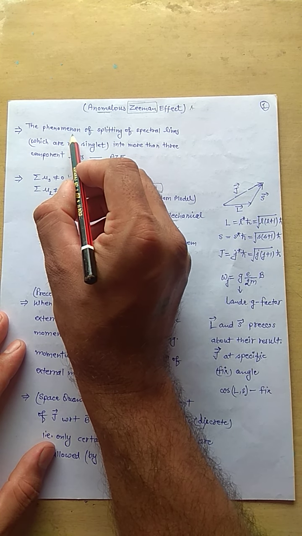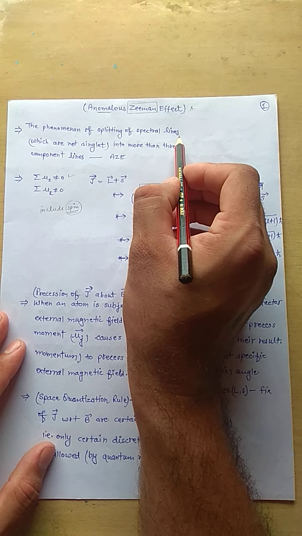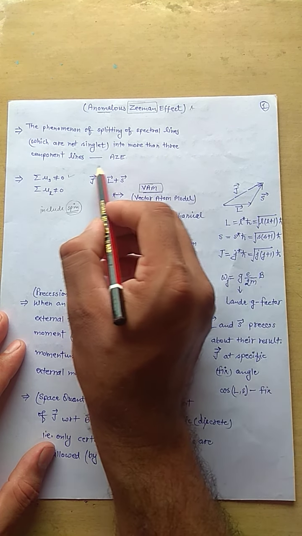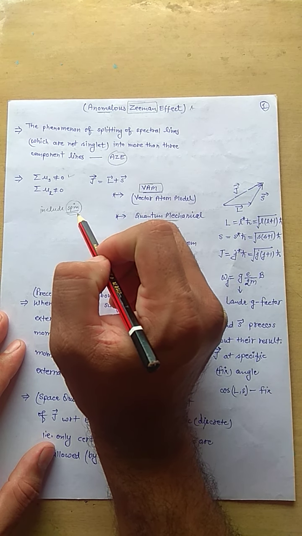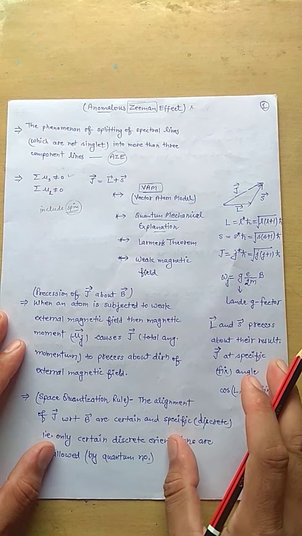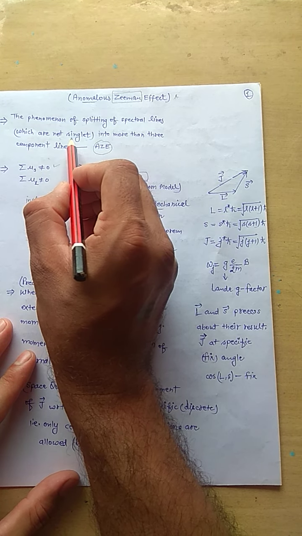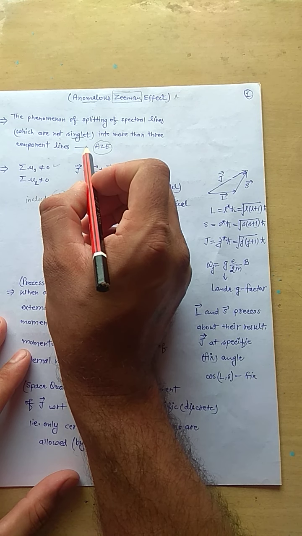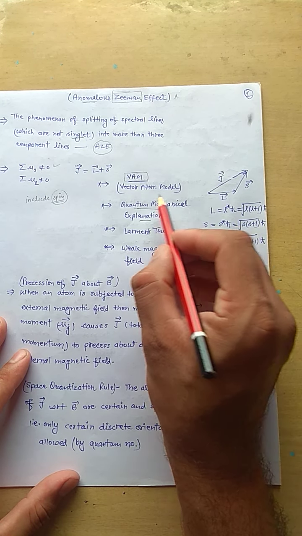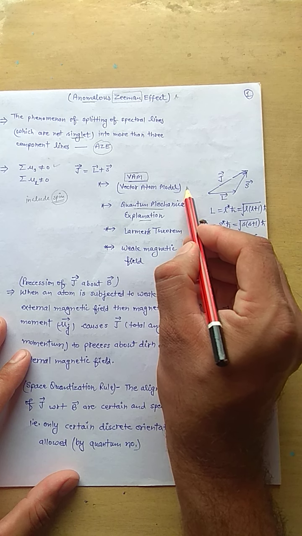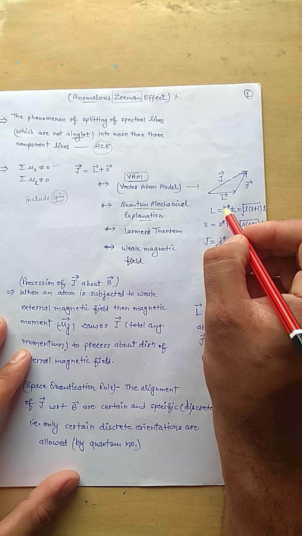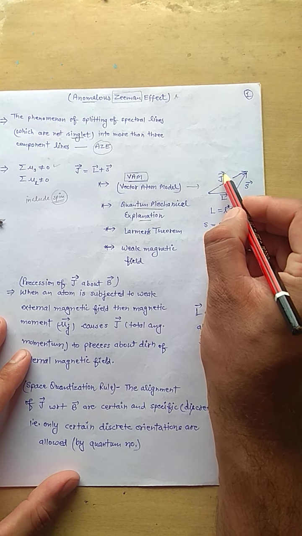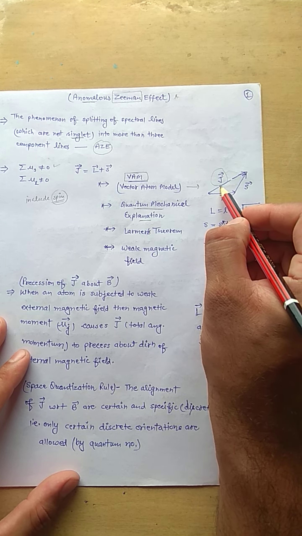So this is basically the phenomenon of splitting of the spectral lines, which are not singlet, into more than three components. This is the Zeeman effect. You should know what singlet and triplet are; we have done this in spin orbit coupling. Now come here. We are going to use the vector atom model, so we will take the vector sum of L and S to be the total angular momentum.